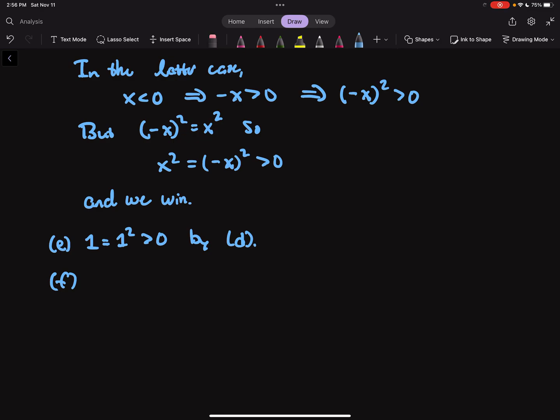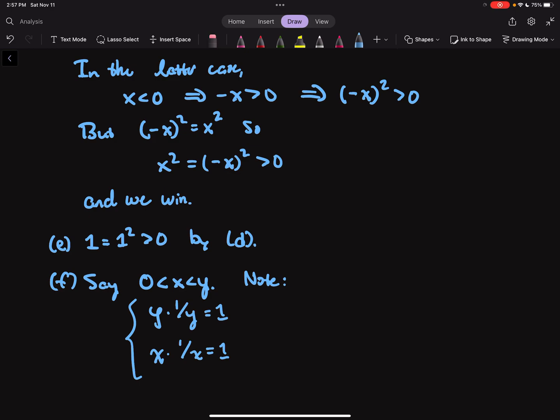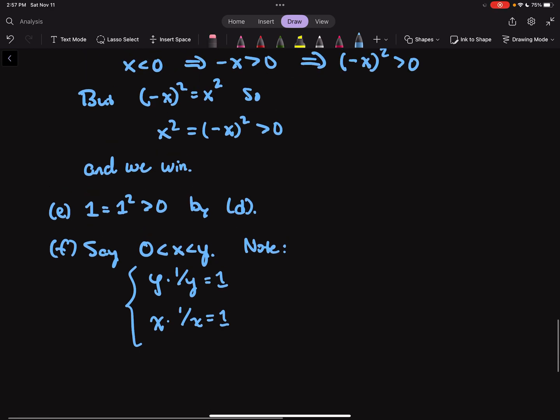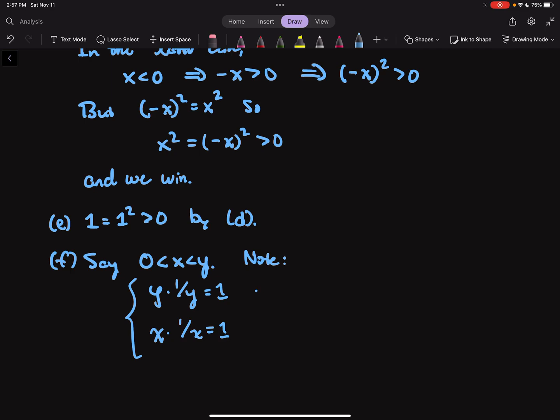Okay, and now say 0 is less than x is less than y. What we want to do, let's note the following. So y times 1 over y is 1. x times 1 over x is 1. Okay. And what these show in particular is that 1 over y is bigger than 0, and 1 over x is bigger than 0. Okay?